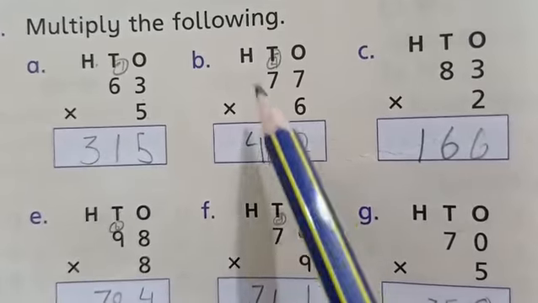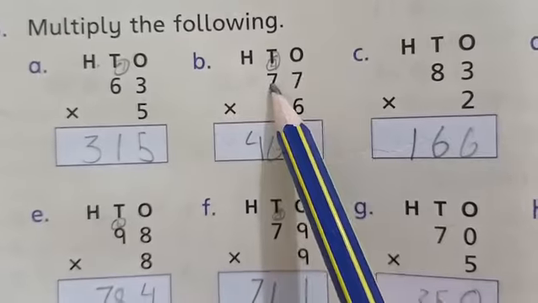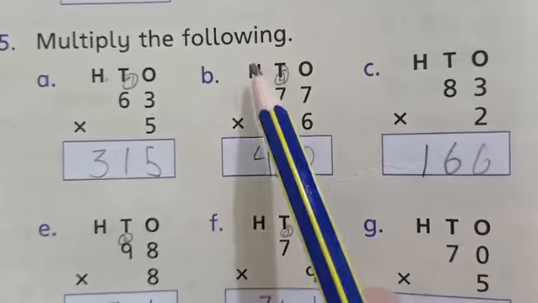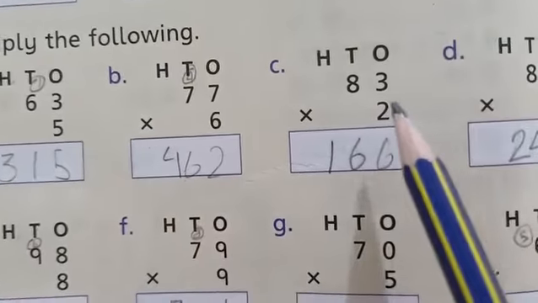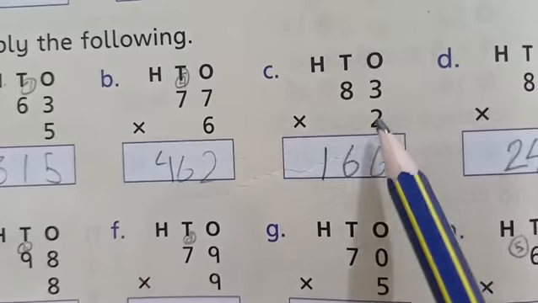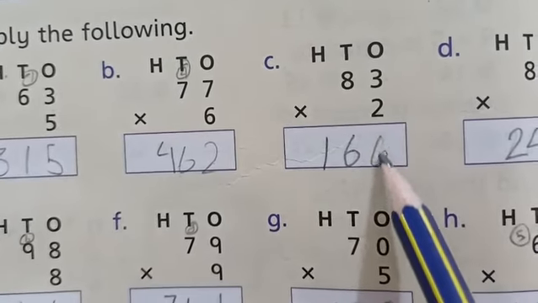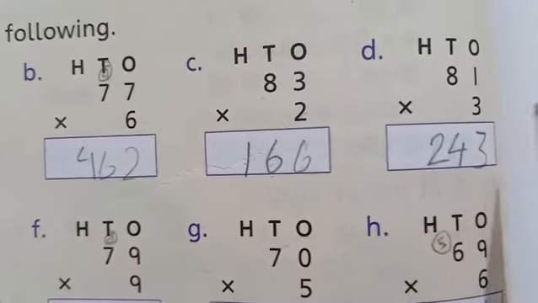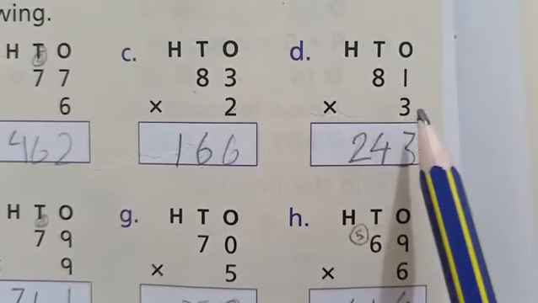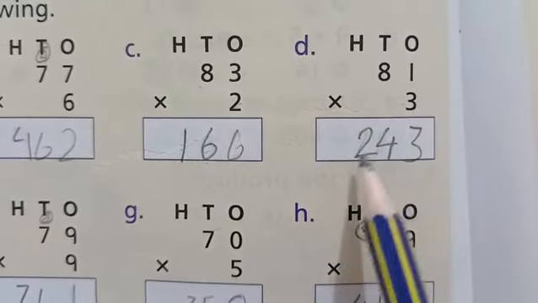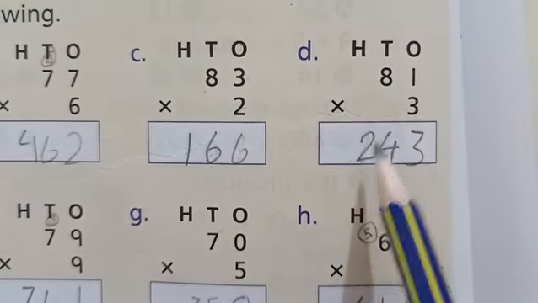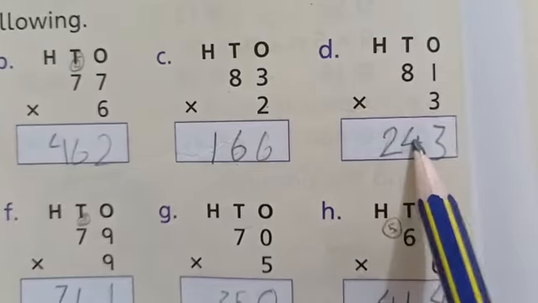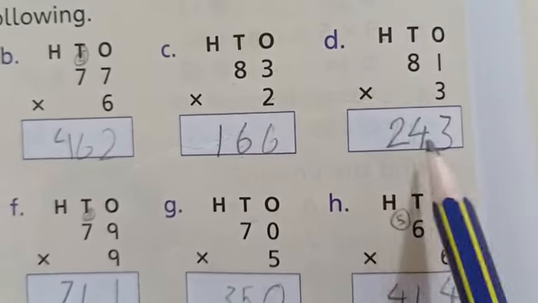Next is 6 7s are 42. Write 2 here and again 4 will be carried. 6 7s are 42 again. 42 plus 4 is 46. So answer is 462. Next is 83 multiplied by 2. 3 2s are 6 and 2 8s are 16. 166. Next we have 81 multiplied by 3. 3 ones are 3 and 3 eights are 24. So answer is 243. Write 2 in the 100 column, 4 tens and 3 ones, 243.